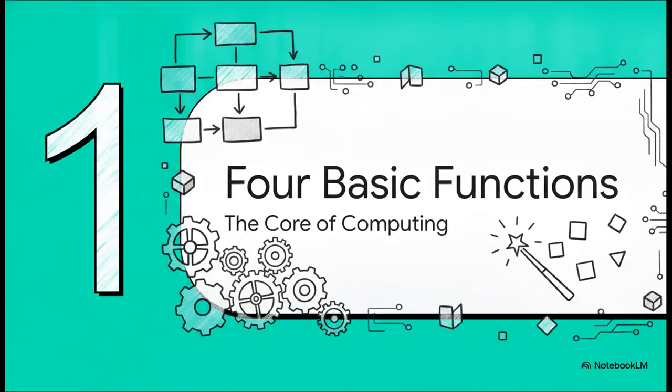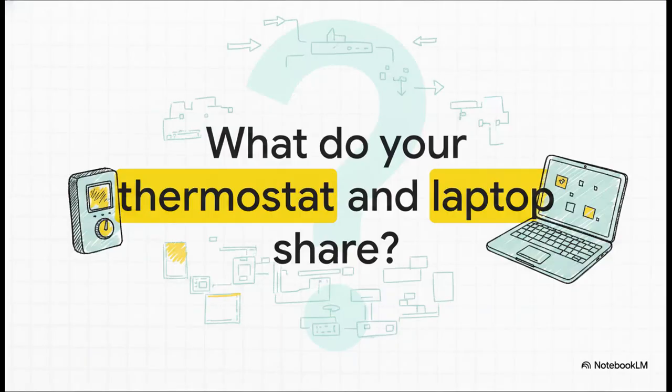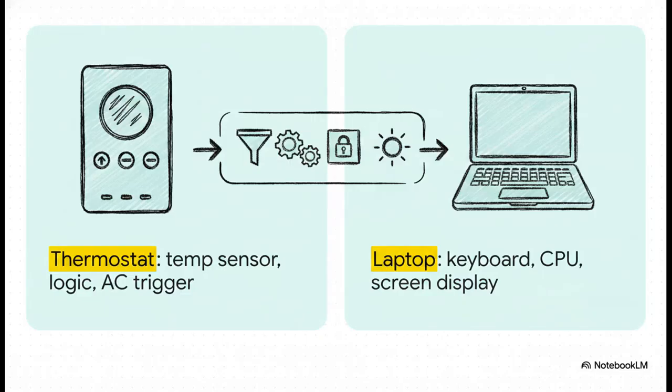All right, section 1, the four basic functions: input, processing, storage, and output. Let's just strip away all the complex jargon for a second. I want you to ask yourself a seemingly bizarre question. What could a basic, ordinary wall thermostat possibly share with a complex, high-powered laptop? I mean, one is built to run massive, visually stunning video games, and the other literally just sits on your hallway wall. Well, it turns out both devices operate using the exact same four basic functions.